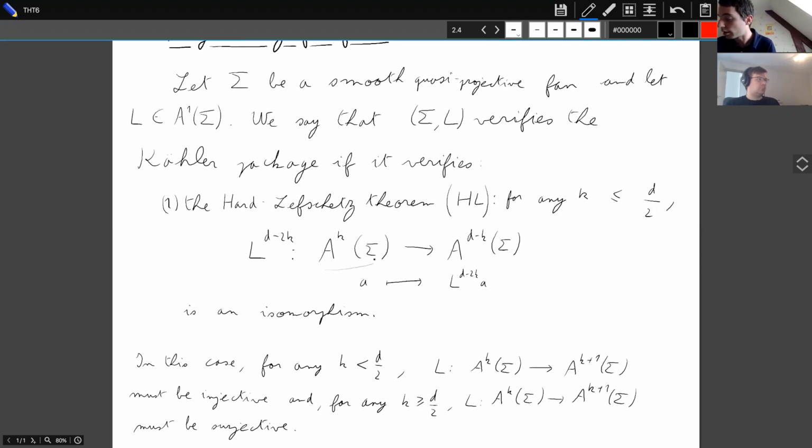I can take an element in A^K of sigma and multiply by a power of L, L^(D-2K), and I arrive in A^(D-K) of sigma. So we know that a priori, since sigma is smooth, we have Poincaré duality, so both spaces are isomorphic. But now we ask this isomorphism to be given by this multiplication by a power of L. So the Hodge-Lefschetz theorem states that this multiplication is an isomorphism.